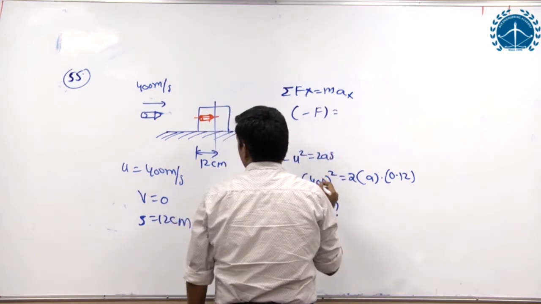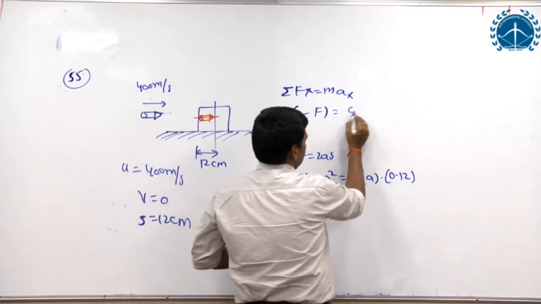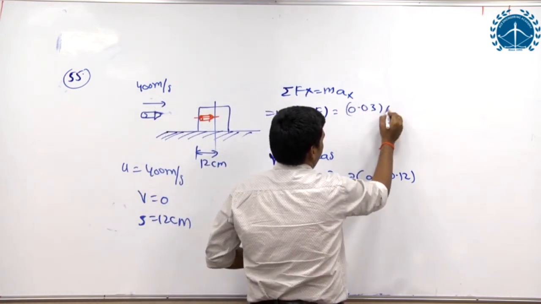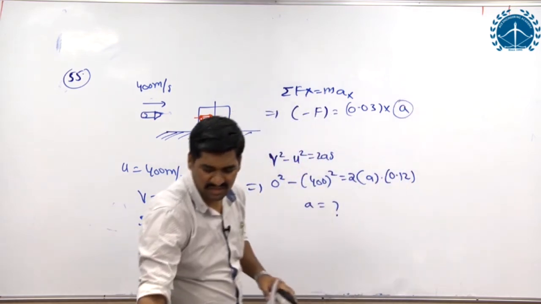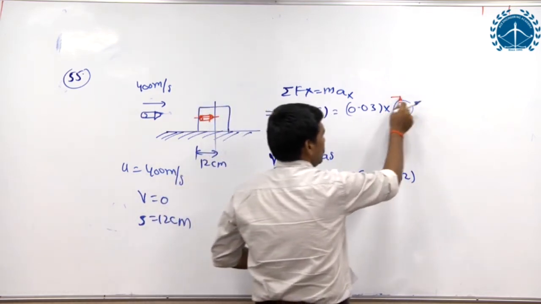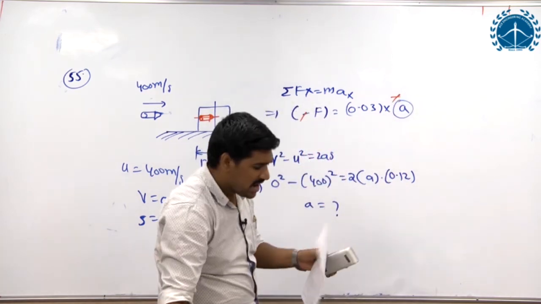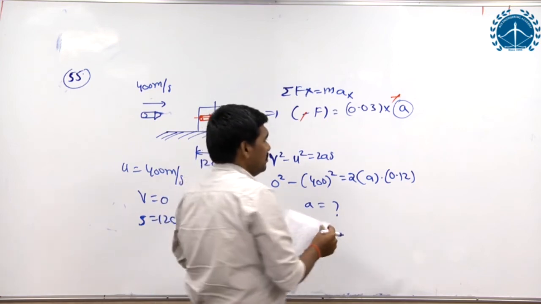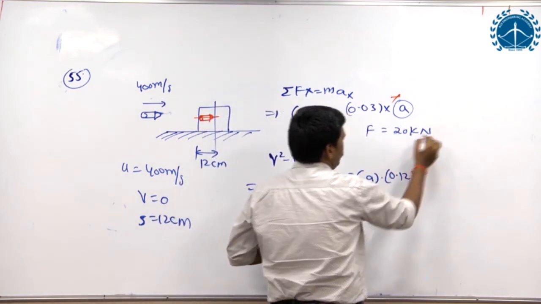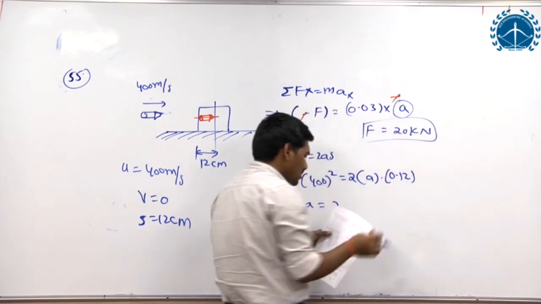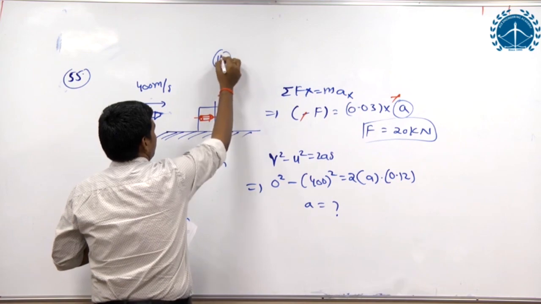the mass of the bullet, which is 0.03, multiplied by the acceleration, and we get this value as negative acceleration. So the negative and negative get cancelled. A is known, and you can determine the value of F. After calculation, the value of F will be equal to 20 kilonewtons. So the right option is option B.